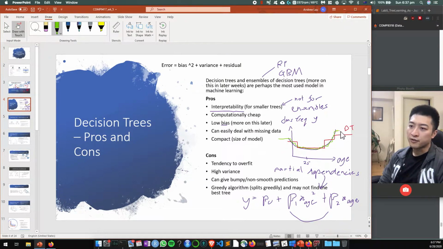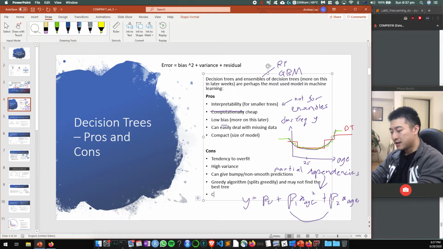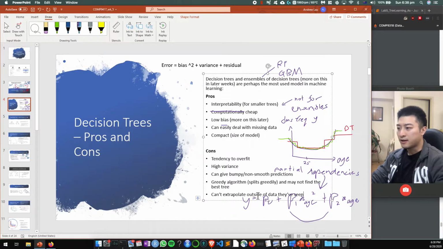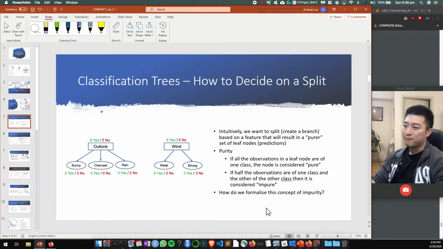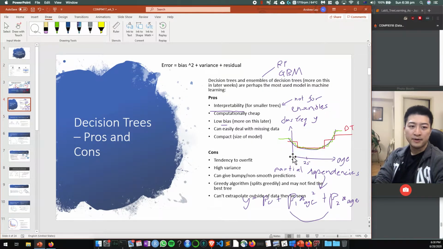And of course, the other problem is they can't extrapolate. Decision trees can't extrapolate past the data that they've seen. Actually, that's a good point. Can't extrapolate. This is probably redundant because extrapolation by definition means it's outside of the data you've seen, but I'm making it more explicit here. And what do I mean by it cannot extrapolate past the data it's seen?